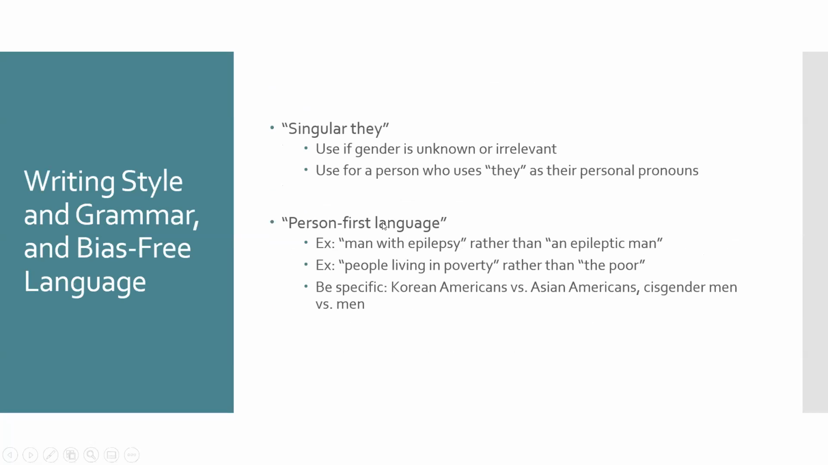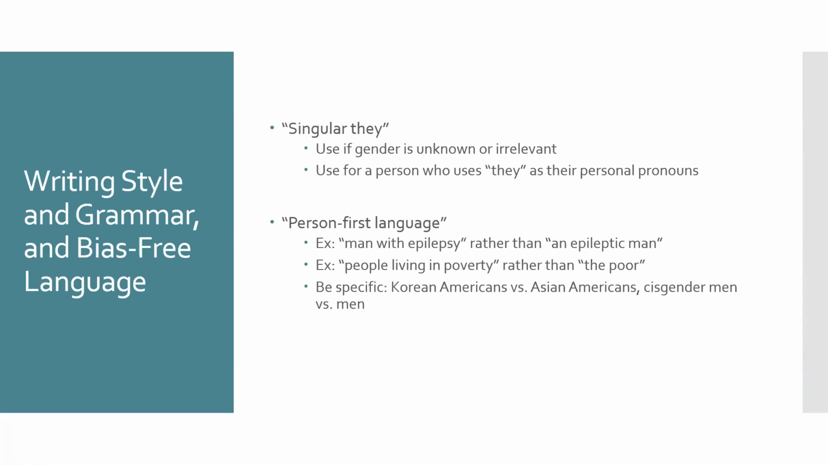Awesome. Okay, so another thing that they have added to the 7th edition is the use of the singular they. So we are using singular they if gender is unknown or irrelevant to participants, or to the study in general, or if we're talking about a person who uses they as their personal pronouns.